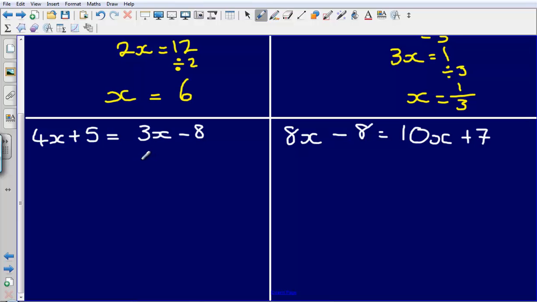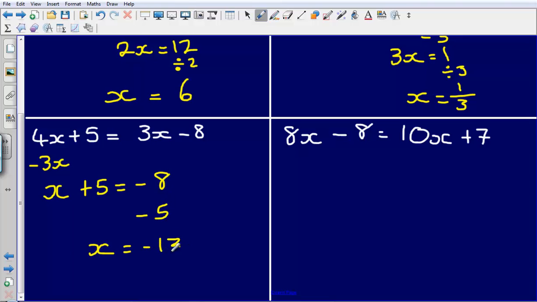Next example, I've got 4x plus 5 is equal to 3x minus 8. First thing that I'm going to do here is subtract the smallest x away from the largest x. So 4x minus 3x, that's going to give me 1x. 1x I can just write as x by itself. So I've got x, and then I've got this plus 5 is equal to minus 8. To undo the plus 5, I'm simply going to subtract 5, and so what I end up with is x is equal to minus 8 minus 5, which gives me minus 13.